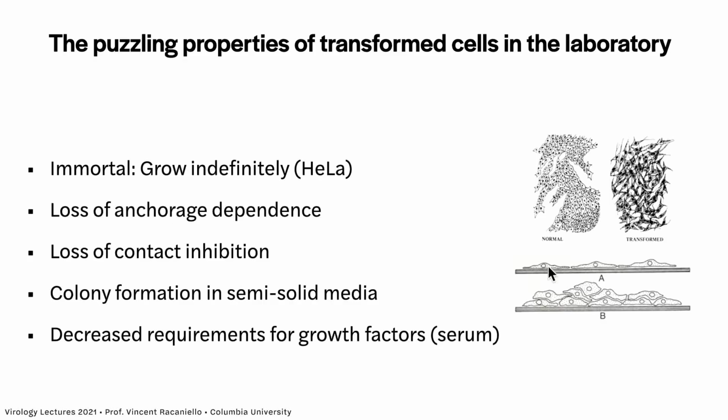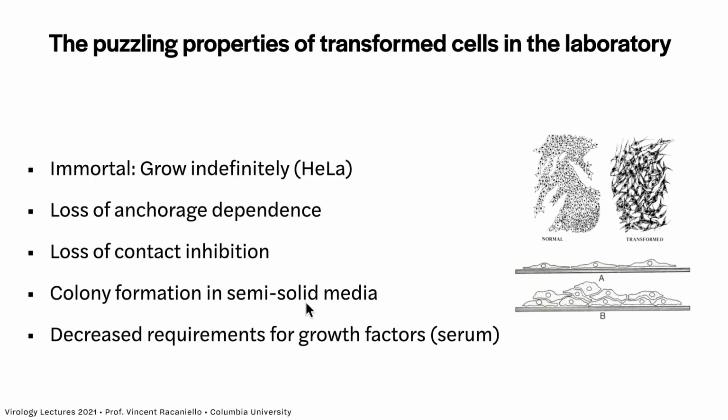They no longer have to stick onto a plastic or glass dish in order to grow. They lose their contact inhibition. Normal cells, when they touch each other, stop growing. Transformed cells will pile up, and that's one of the reasons why they have a different appearance in the microscope.